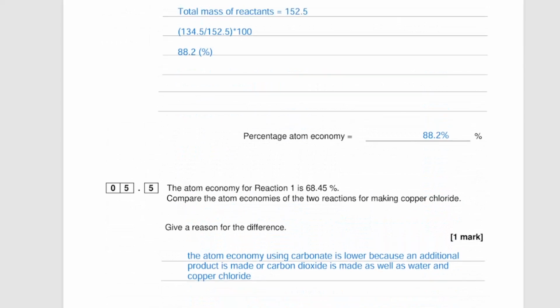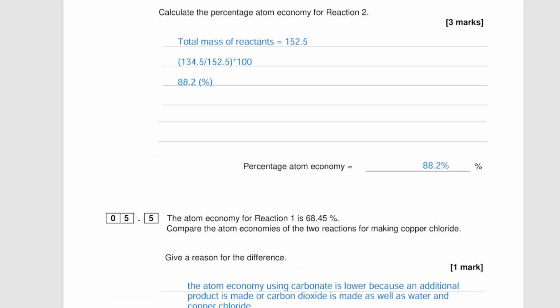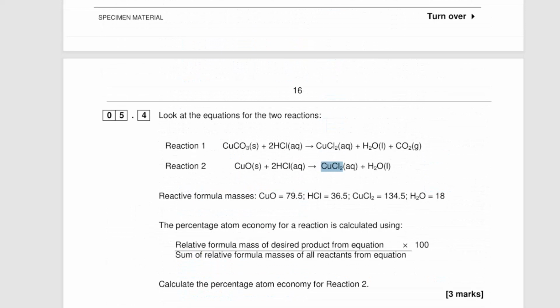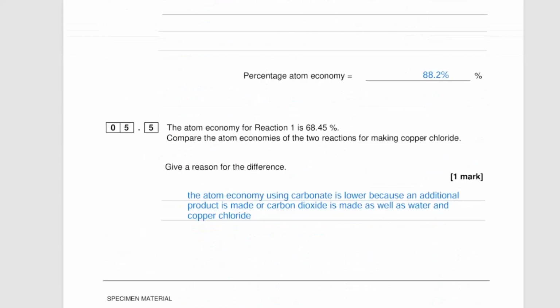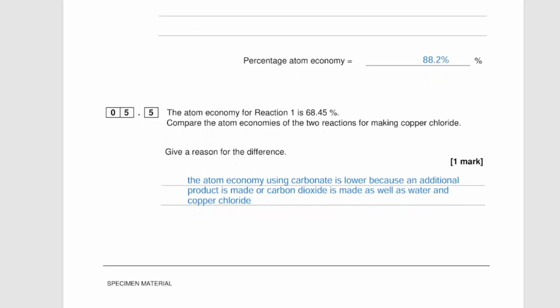And then we're given the atom economy for reaction 1, and we're expected to explain why it's less. Now the reason it's less is, as you can see, there's more products. So less of the products are made up by copper chloride. And you can see I'll explain this. The atom economy using carbonate is lower because an additional product is made due to carbon dioxide being made as well as water and copper chloride.